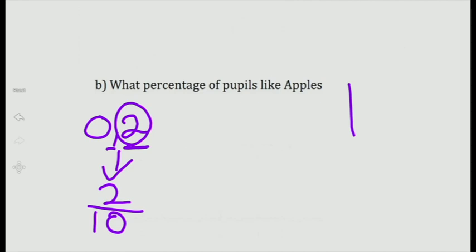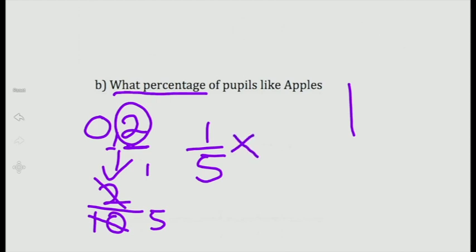Let's simplify the 2 over 10. How many 2s here? 1. How many 2s here? 5. So the fraction for those who like apples is 1 over 5. Remember, our question said what percentage? So we're still going to get our percentage that represents those who like apples. Take your fraction, which is 1 over 5, multiply it by the total percentage, which is 100.